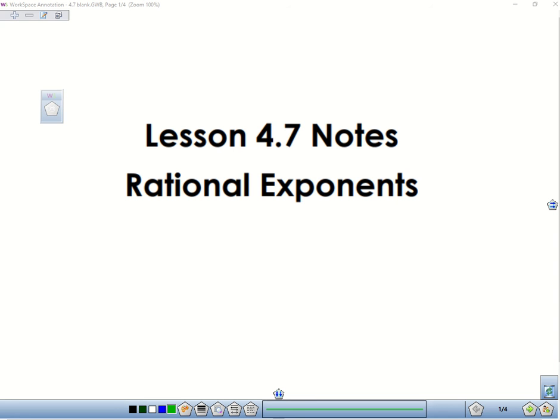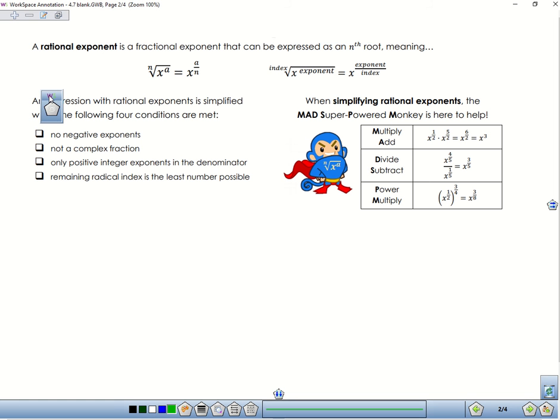So today we're going to be doing lesson 4.7, which is notes on rational exponents, not rational expressions. So there are a few important key rules to know about a rational exponent. A rational exponent is a fractional exponent that can be expressed as an nth root. So basically the main idea here is that any radical can also be expressed as a root. And we have a rule and way that we do this.